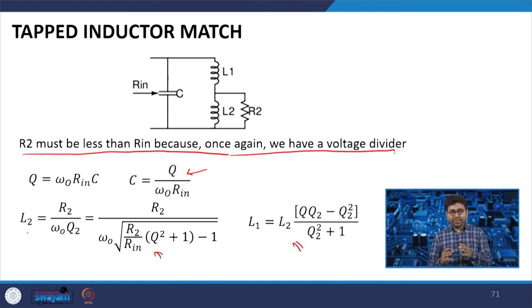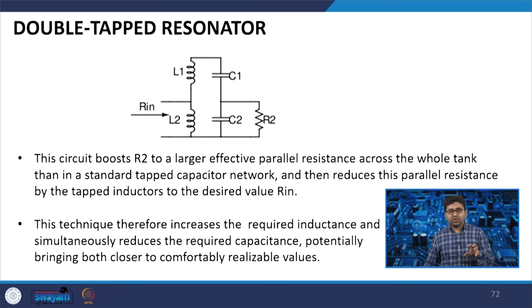There is also a combination of these two possible, called double tapped resonators, and this circuit boosts R2 to a very large effective parallel resistance across the whole tank than in a standard tapped capacitor network, and then it reduces this parallel resistance by the tapped inductor to the desired value of R in. This technique increases the required inductance and simultaneously reduces the required capacitance. So, both inductor and capacitor values can be realizable on chip.